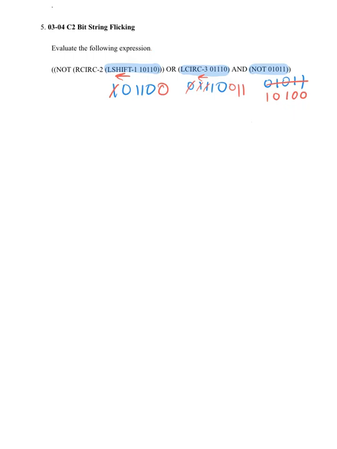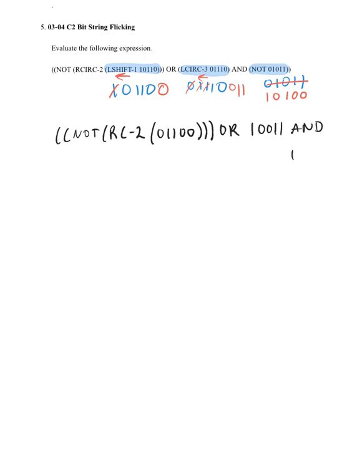So now we're going to rewrite the expression. So we have not R circ 2 of 0, 1, 1, 0, 0. And we have or 1, 0, 0, 1, 1, and 1, 0, 1, 0, 0. So now we can do the R circ.